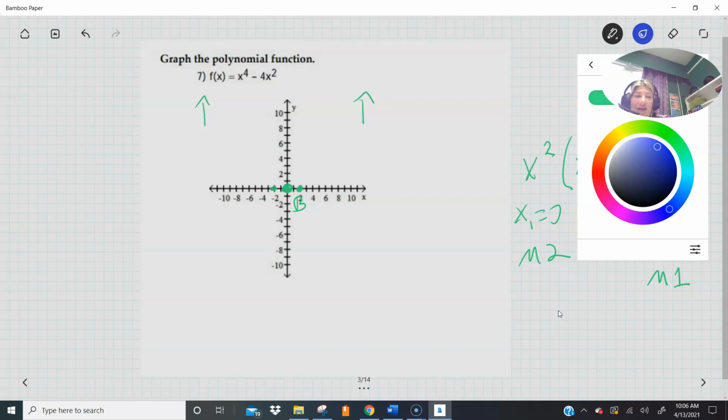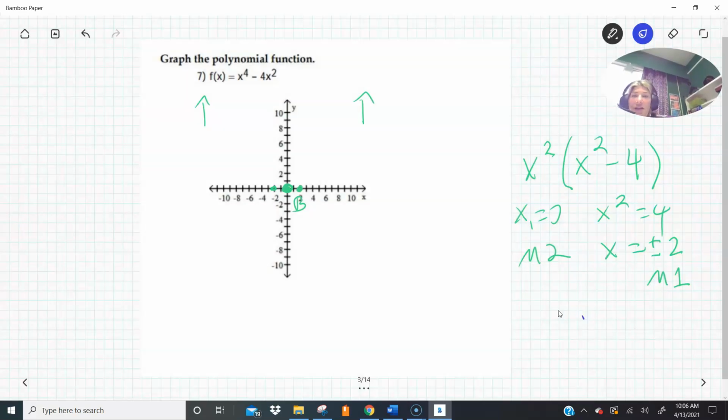To graph it, I know that it needs to start in the second quadrant, do some stuff in the middle, and end up in the first quadrant. Well, what does it do? It goes straight through that negative 2. It bounces at the 0 and goes straight back up, so your graph would look something like that.